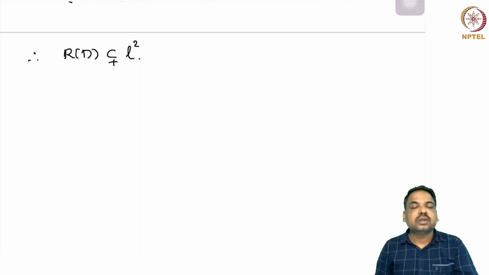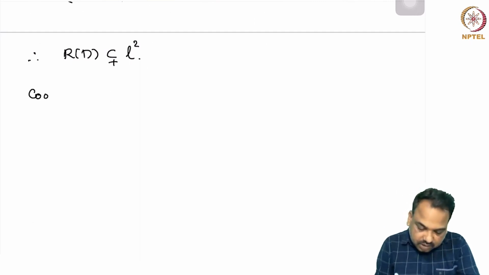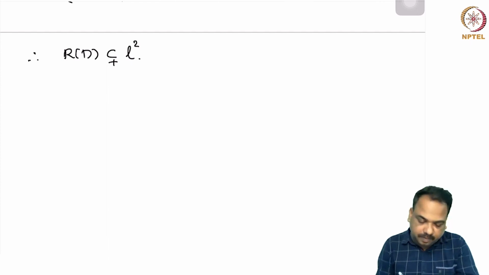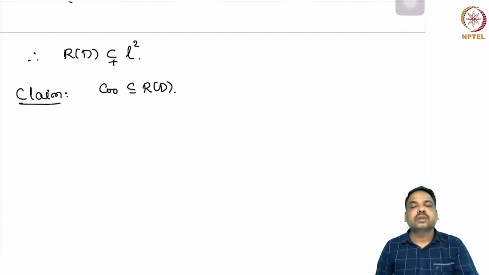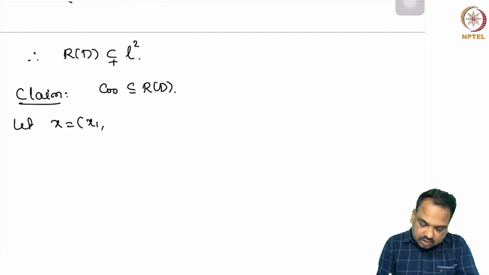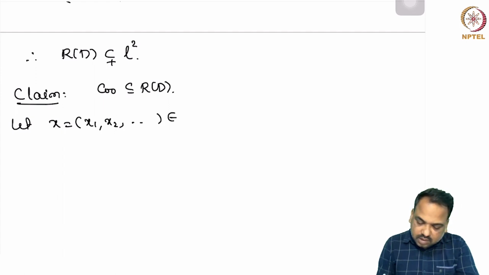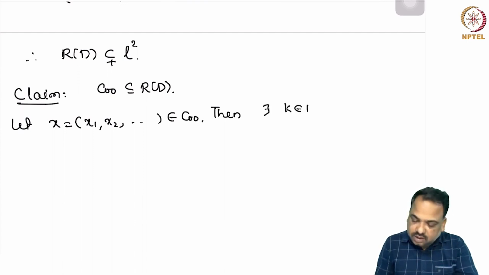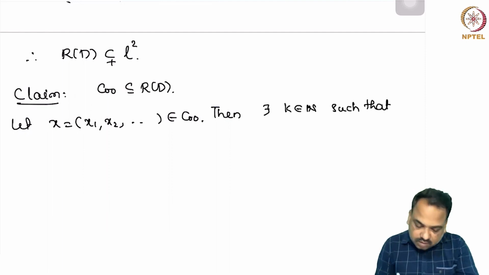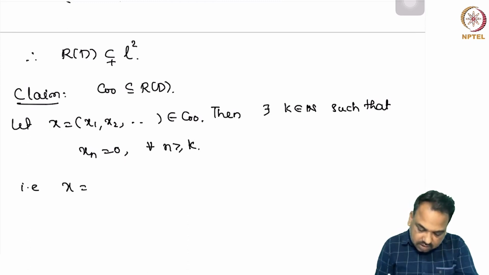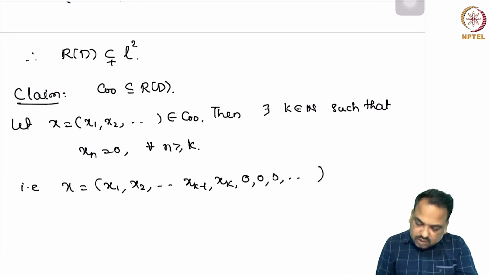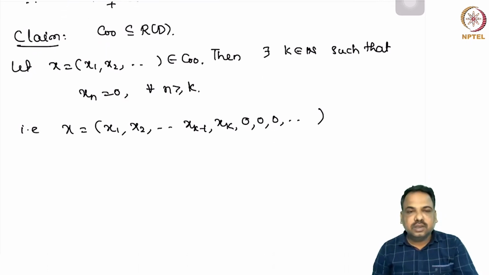Next we show that C00 is a subset of the range of D. So the next claim is that C00 is a subset of the range of D. Let us take one element, let x equal (x1, x2, and so on) be an element of C00. Then by the definition of C00, there exists some k such that xn is 0 for all n greater than or equal to k. That means x is nothing but (x1, x2, and so on, xk minus 1, xk), and all the remaining components are 0. We want to show that this is in the range of D.